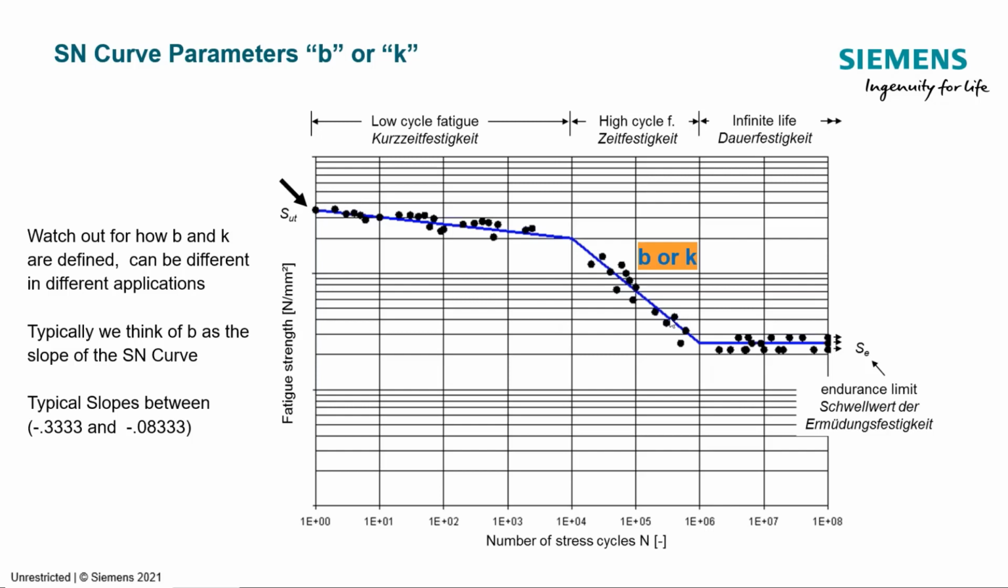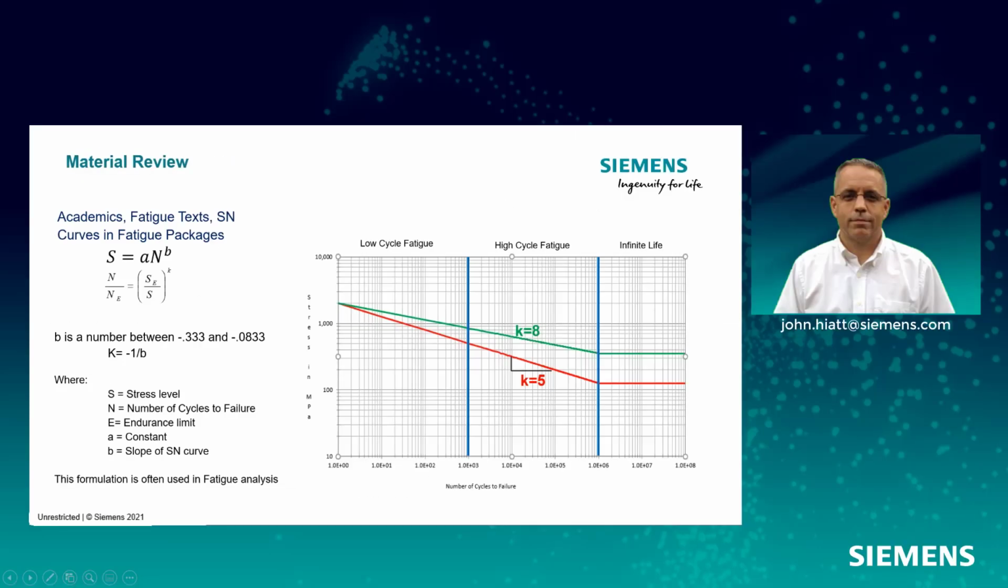Speaking of the slope of the curve, this is another one that gets confusing because different vendors use different conventions, some use B, some use K, and then certain disciplines define it differently. So I wanted to do a few slides because I got really confused and struggled with this B or K concept. So we're going to go over that to make sure that we're clear when we talk about slopes.